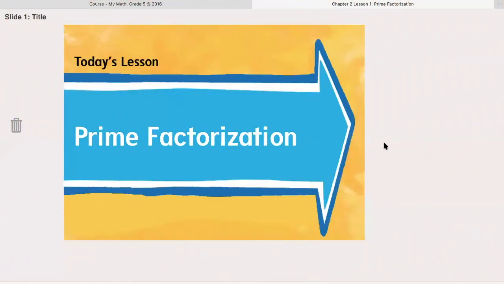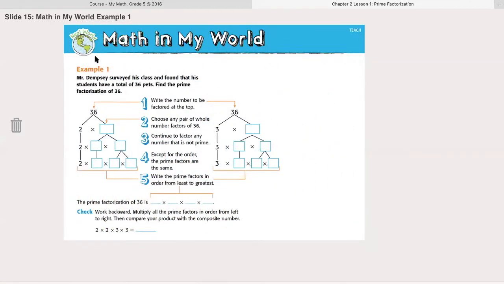Good morning, fifth grade. Today we are talking about prime factorization. We are in chapter 2, lesson 1 on page 81. Let's go to Math in My World. At the top of your page, read along with me.